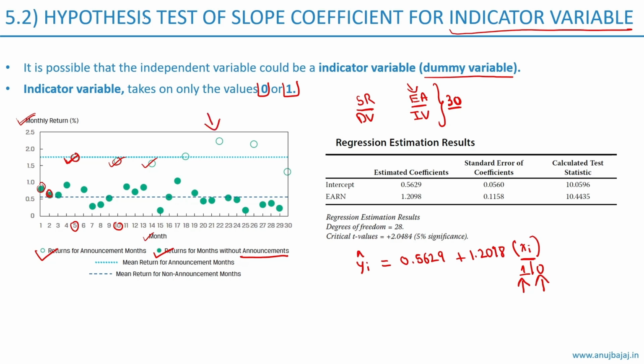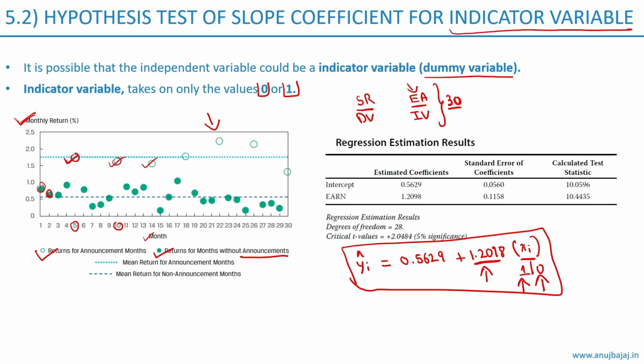By visually inspecting the scatter plot, we can conclude that there is some relationship between the monthly stock returns and the earnings announcement, which is the indicator variable. And this relationship is quantified by this regression model, which tells us that whenever any earnings announcement is made, the stock return increases by 1.2098%. But this slope coefficient of the independent variable is based on sample data.